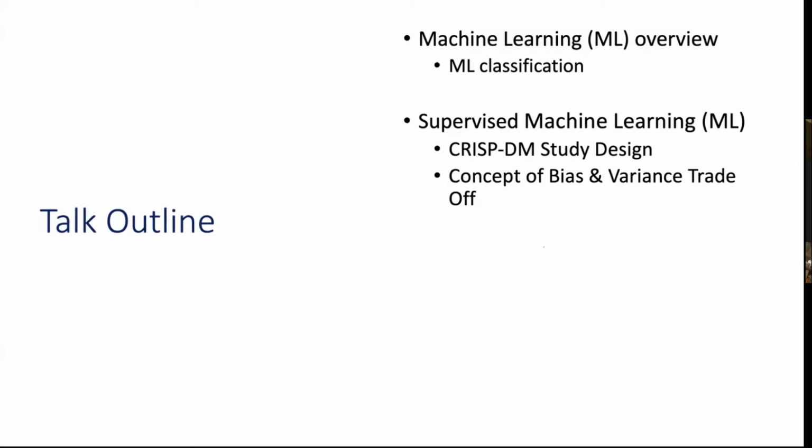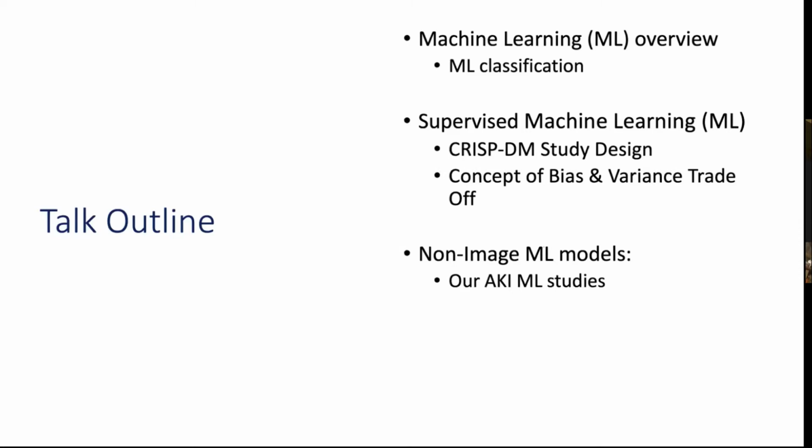And then specifically within supervised machine learning, I'm going to be talking about this concept of study design, specifically the modified CRISP-DM, which is IBM's modified approach in terms of doing best practices within machine learning. And then pretty much every supervised machine learning follows this concept of bias and variance trade-off. And so I'm going to go over that, just touch on it so you understand when somebody says bias and variance, what do they mean? And how does that apply to machine learning?